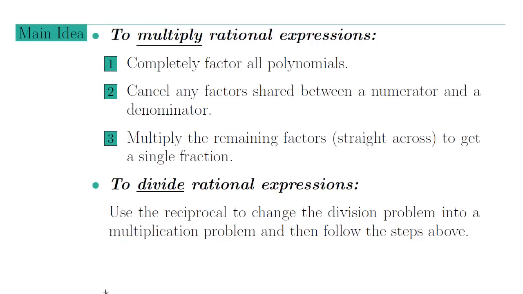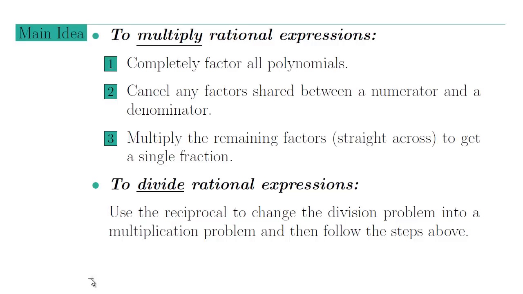Let me restate what I just discussed. To multiply rational expressions, the first thing we want to do is completely factor all the polynomials, both in the numerator and the denominator. Second, we want to cancel any factors that are shared between a numerator and a denominator. And then finally, we're going to multiply the remaining factors straight across, numerator times numerator, denominator times denominator, to get a single fraction.